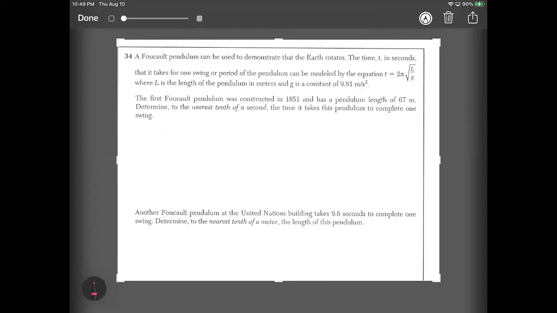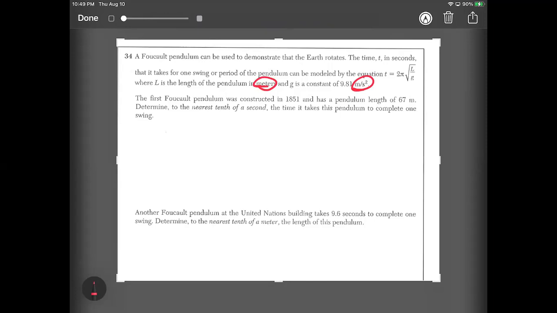All right, this is question number 34 on page 2. It's a word problem. They give us this formula. It's the amount of time it takes for a pendulum to swing. It's called a Foucault pendulum. Basically what we have here is T equals 2 pi times the square root of L divided by G. L is the length of the pendulum in meters, and G is the constant 9.8 meters per second. That's the acceleration due to gravity.